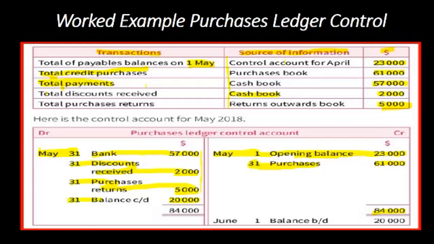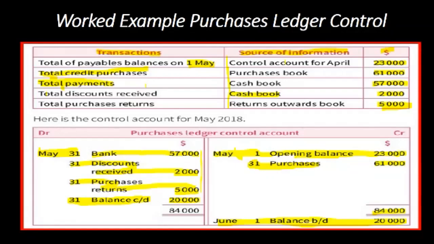This again, it's at the end of the month. We carry down the balance. First day of the next month, June 1st, we bring down the balance. This is a complete control account for purchases, and it comes regularly in your exam. So you do well to study it. You can make 10 marks quite easily on an account like this, just for writing up nothing there.